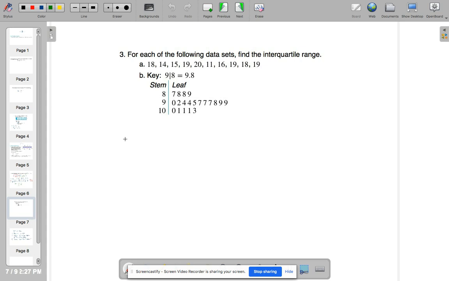Here's another question. I might not have time to do both of these, so we might just look at the first one first. We'll see how we go for time. I'll go a bit quicker this time. So in 3A, you have to order the data. So 11 there. 14, 15. We've got a 16.